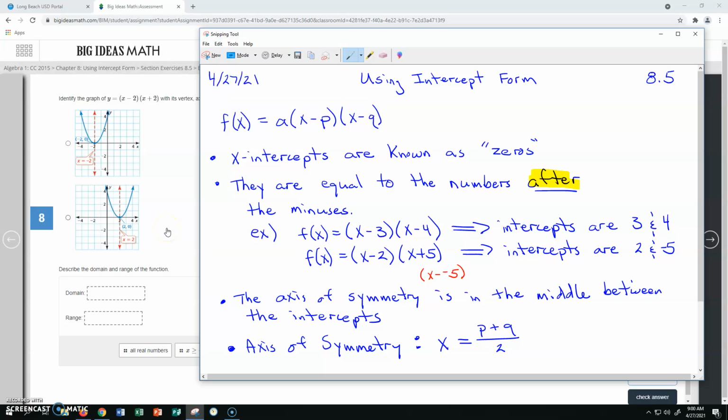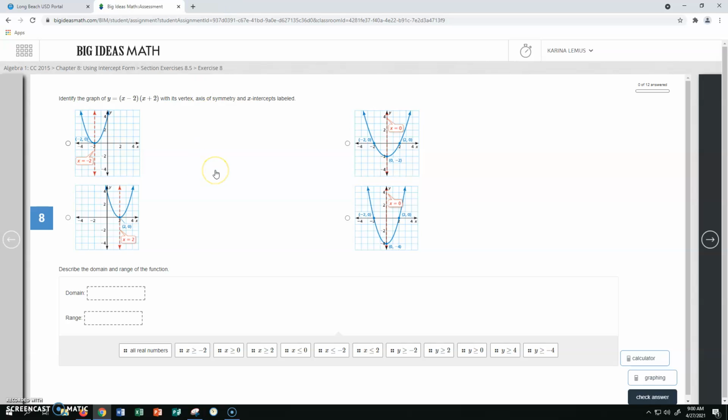Okay, so I'm going to go ahead to the first example right there. So it is number 8 in the book. So your homework starts with number 7. So the directions are right up here at the top. It says we're going to identify which of these is the graph right here.